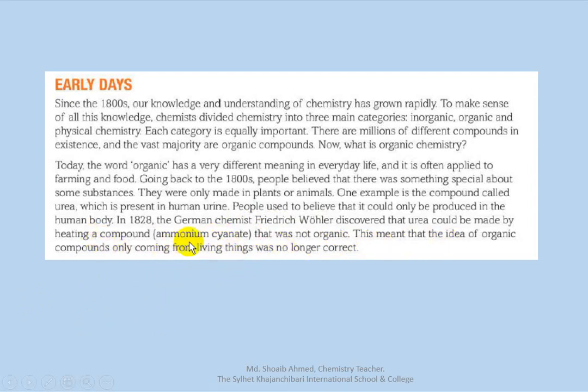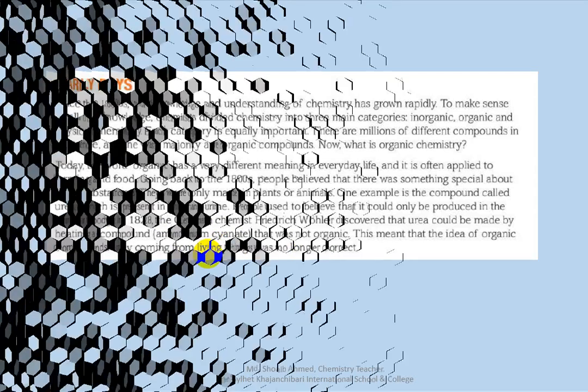He heated ammonium cyanide, with lead cyanate and ammonium chloride, and a rearrangement reaction produced the organic compound. But this is not the main thing. Our main topic is hydrocarbons. Do you know what a hydrocarbon is?